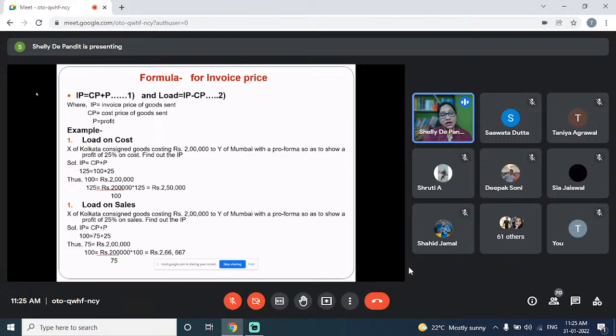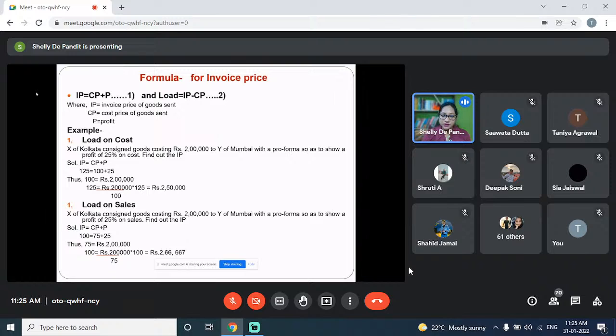So what we have learned is that the base on which the load is charged should be 100. So here the load is charged on sales. Sales means here the IP, right? Because of the economics concept, S is equal to C plus P. So the sale is my 100. So what is my CP? 100 minus 25, so 75 is my CP.